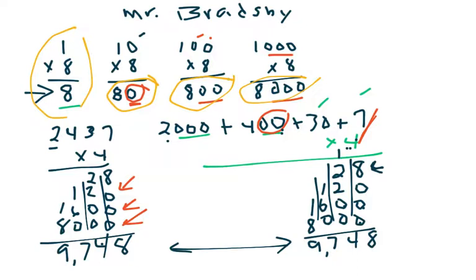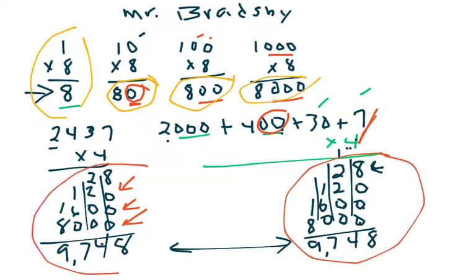I mean, here the bottom part is exactly the same. This and this are exactly the same. 28, 120, 1,600, and 8,000, and add them up. So the idea is, as you move across the problem, you're going to have to put in these zeros and make sure you keep them so it's in the right place value.